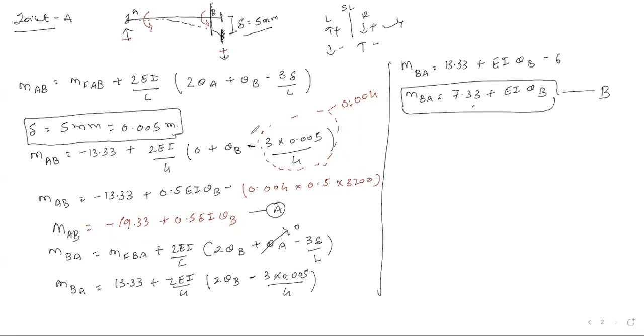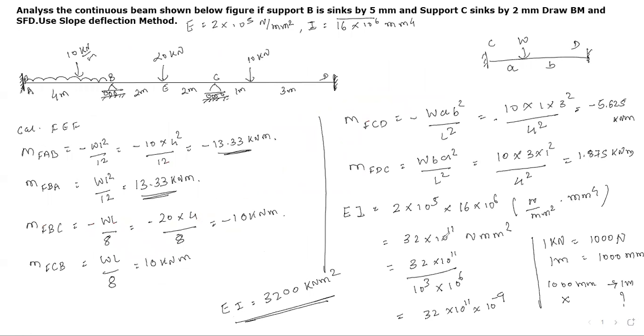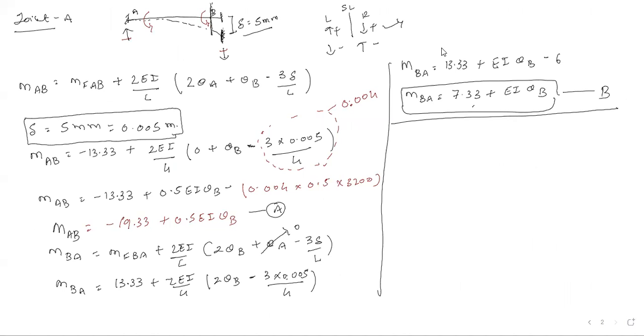Next, in the same way we will calculate for joint B, but for span BC. Let us consider span BC. Now for that, joint B and joint C are both involved. First let me show it here. Joint B sinks by 5 mm, I am writing here. Joint C sinks by 2 mm. Yes or no? So we will find the net. What will the net deflection be? Tell me. Here 5 mm is downward.